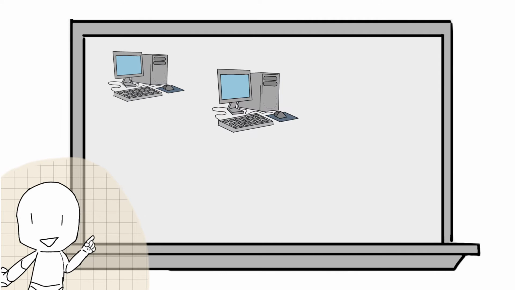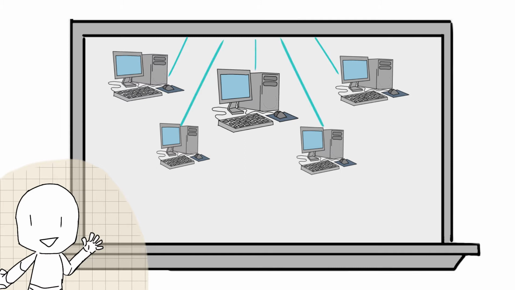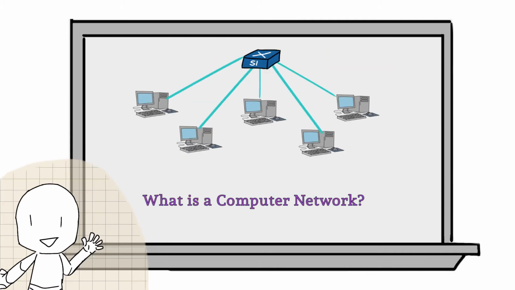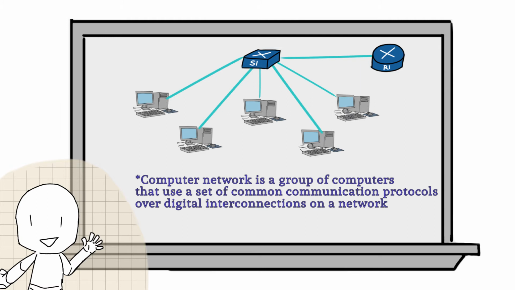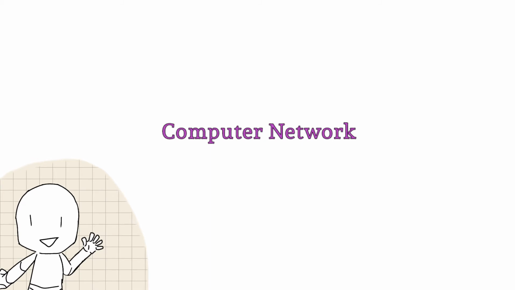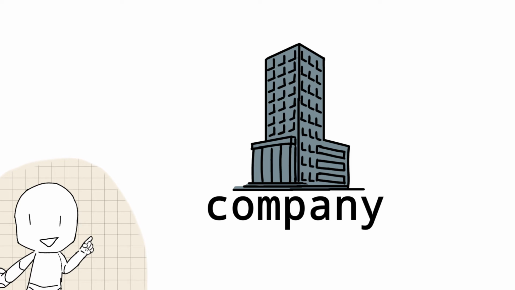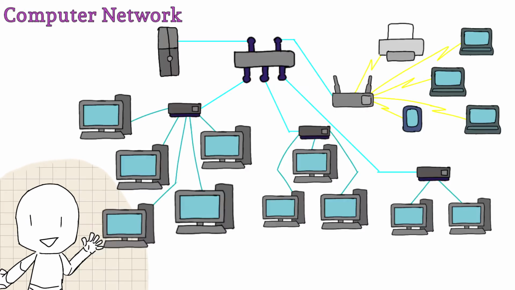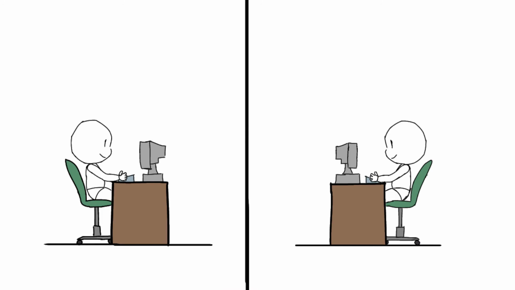And now, even though you may not see it, these computers are tied into a computer network. What is a computer network exactly? Well, it's basically a group of computers that uses a set of common communication protocols over digital interconnections on a network. Now, this may sound complicated, but it really isn't. Because this is a company, it will normally be a big computer network. But just as an example, let's look at a computer network for two computers.